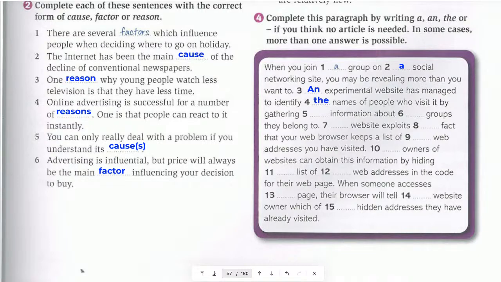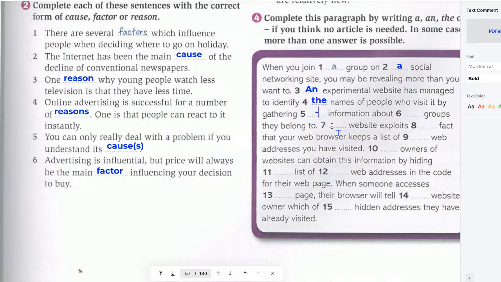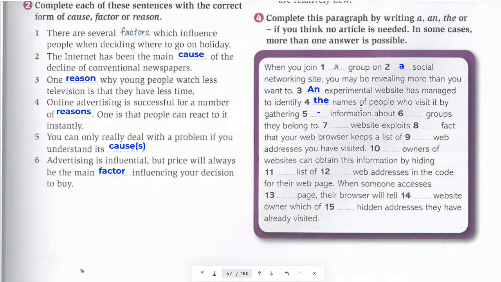Who visited, by gathering what? Number 5, nothing. Okay? Number 5, nothing. You don't put any article here. Why is that? Because we are talking about information in general, okay? All types of information, not just one type or any particular type of information. If you visit their website, they will gather all types of information about you, okay? Anything possible. So gathering information about.